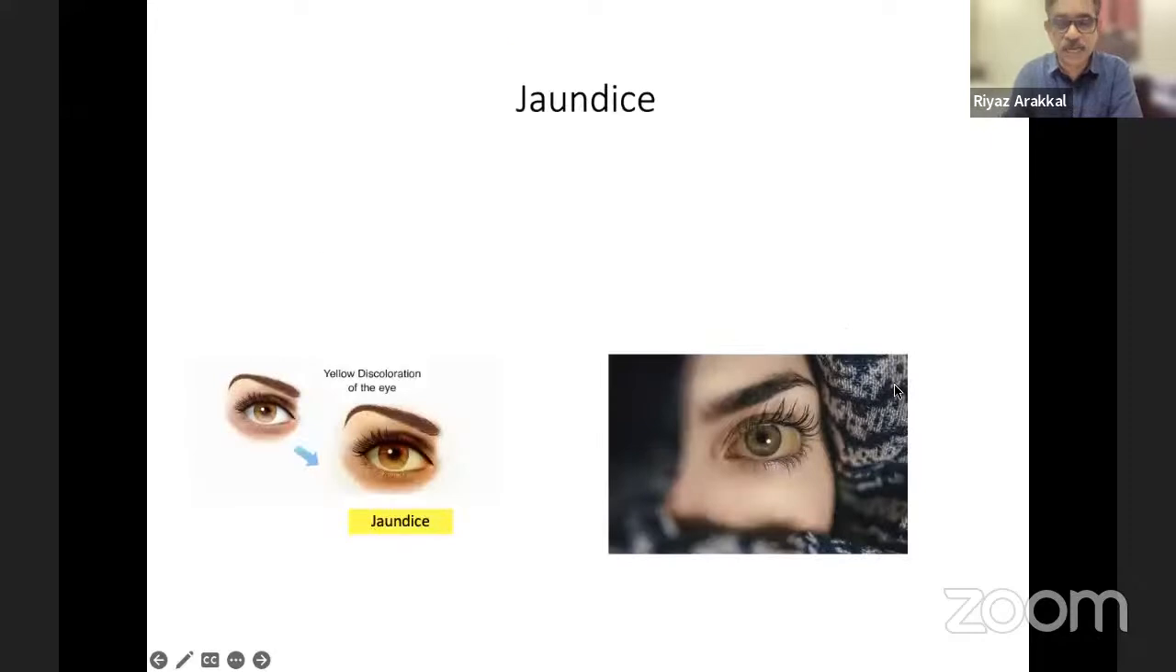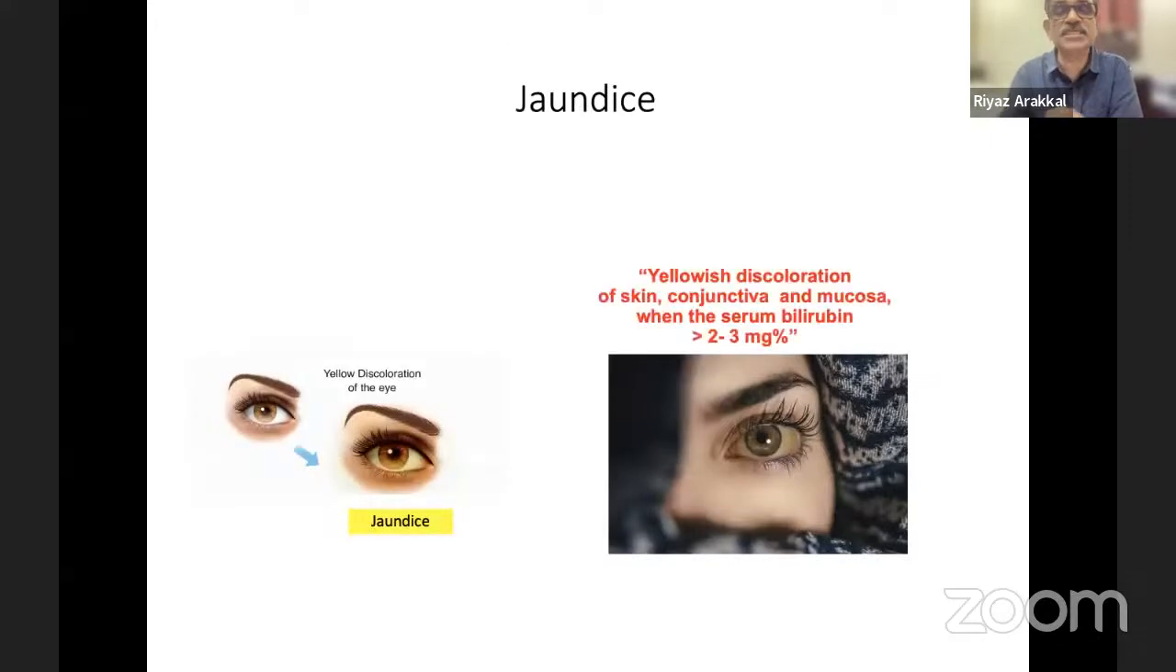So what is jaundice? How do you define jaundice? Jaundice is defined as a yellowish discoloration in the skin, conjunctiva, and mucosa when the serum bilirubin is more than 2 to 3 milligrams per cent.